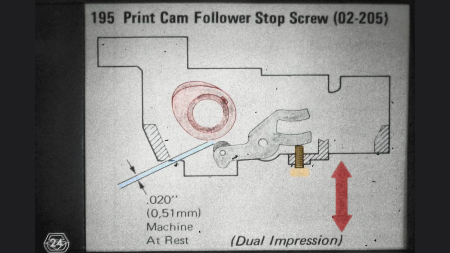In the adjustment of the rest position of the type element, the print cam follower serves as the fixed point, so it is obvious that it must first be in its correct position. Since we did that earlier in this program, we should not have to correct anything now.